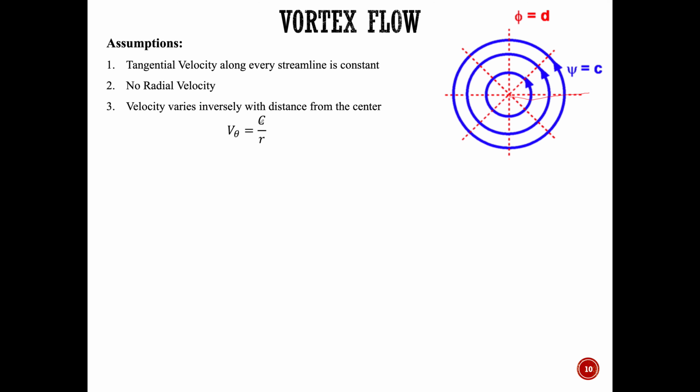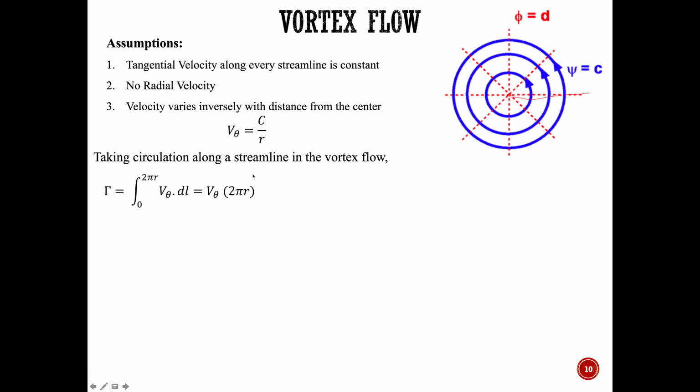Now let's take the circulation again. We talked about circulation, which is just a line integral of velocity around a given loop. So we can take, for example, the streamline and integrate the velocity along a circle. So you integrate v theta from 0 to 2 pi r, its perimeter, and you get v theta times 2 pi r. Rearranging that, you find that v theta is nothing but gamma by 2 pi r, and gamma here is the circulation, which represents the strength of the vortex.